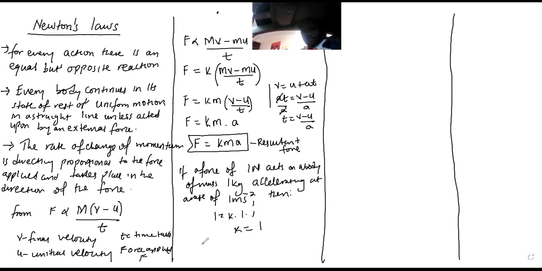Then for that reason, force is always equal to mass times acceleration. This is where the definition we all cram of resultant force comes from. So resultant force is always mass times acceleration, which brings us to have F is equal to MA. Unless someone has a question there, I can proceed.